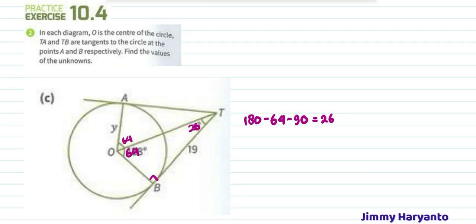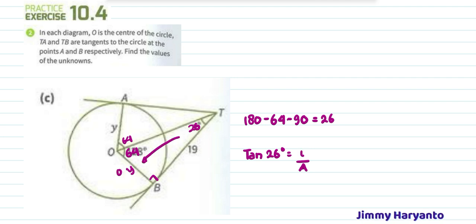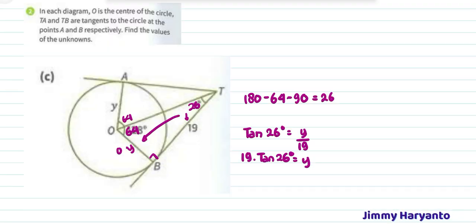And then I have to find the y. This is also y because it's a radius. I can use this triangle. I will use tangent. Tangent of 26 equals the opposite over the adjacent. This one is the opposite, and the opposite equals y. This one is the adjacent, and the adjacent equals 19. That means y equals 19 times tangent of 26. And the answer is 9.27.